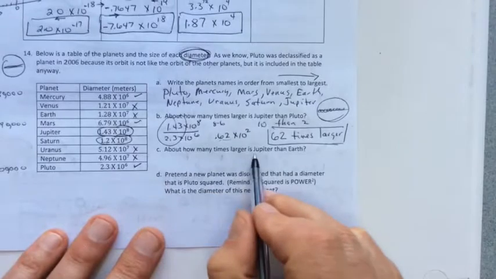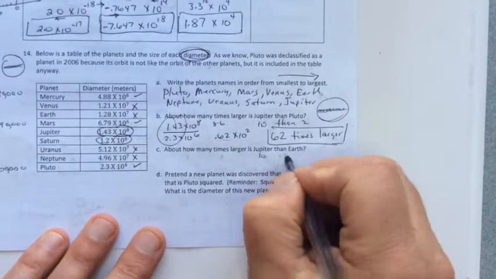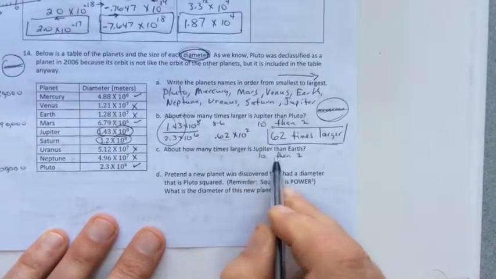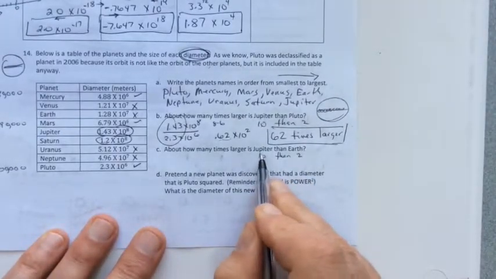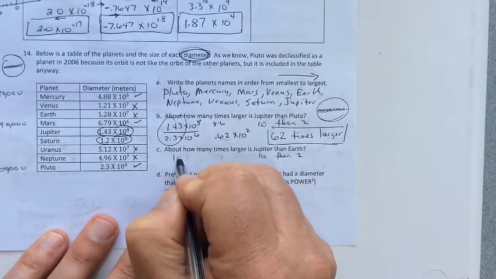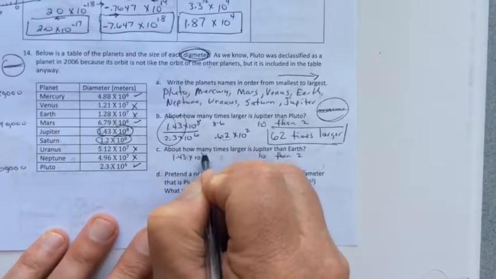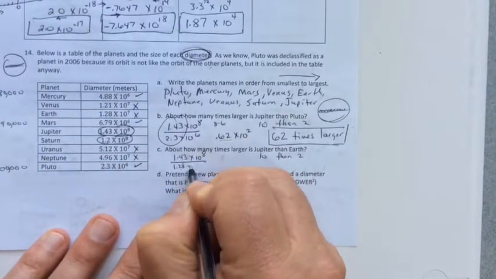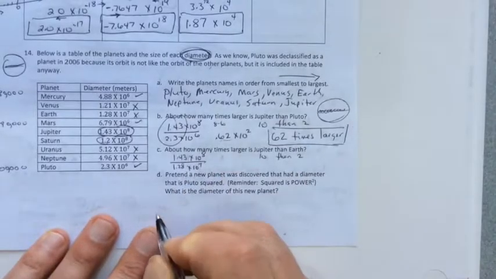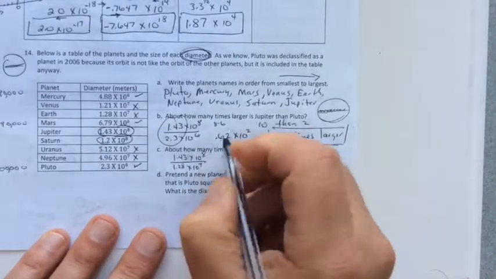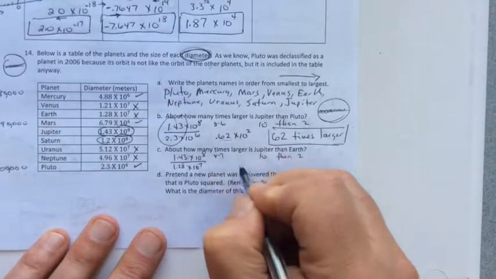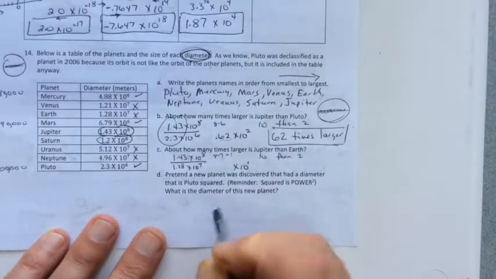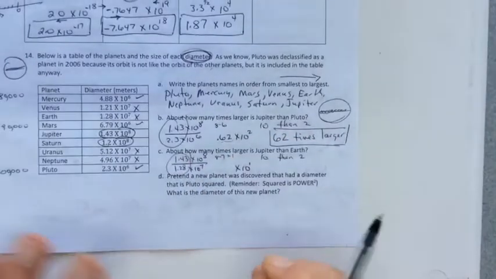So how many times larger is Jupiter than Earth? It's the same question. It's like, how many times larger is 10 than 2? We're going to divide them. So we take Jupiter divided by Earth. So we have 1.43 divided by Earth, which is 1.28 times 10 to the 7. Division is subtract. So I already know the power is going to be 8 minus 7, so the power is times 10 to the 1. And I'm going to use my calculator for that.